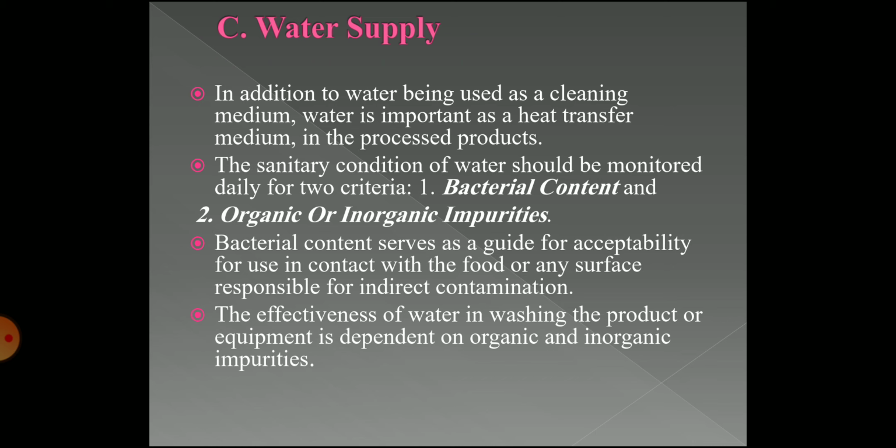Third, water supply. In addition to water being used as a cleaning medium, water is also used as a heat transfer medium in the processing plant. The water supply should be monitored daily because of bacterial content and organic and inorganic impurities. The bacterial content serves as a guide for the acceptability of water for use in contact with food or any surface, which is responsible for indirect contamination. And the effectiveness of water in washing the product or equipment is dependent on organic and inorganic impurities.